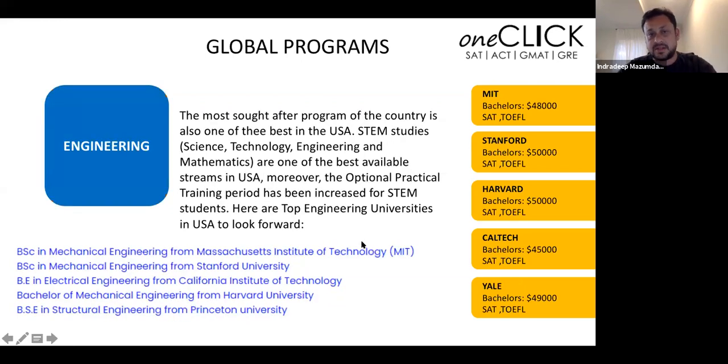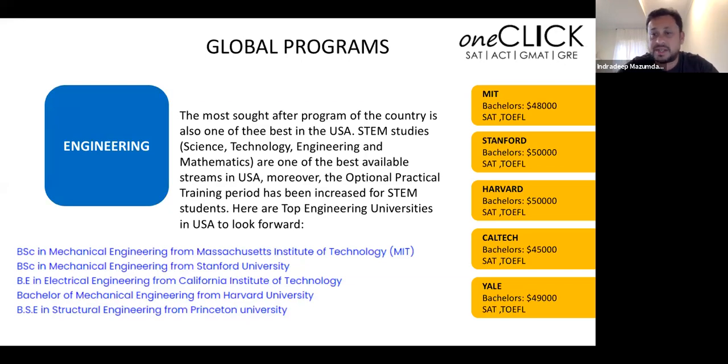Obviously, engineering is the most popular one. So STEM studies, which is science, technology, engineering, and mathematics, is one of the most popular and best available streams in the US. For STEM students, they have now started looking at practical training periods. What that means is anyone who is studying STEM can actually go out and implement what they're learning. They're also thinking about making STEM more popular among female students, and about how to make STEM more application focused.